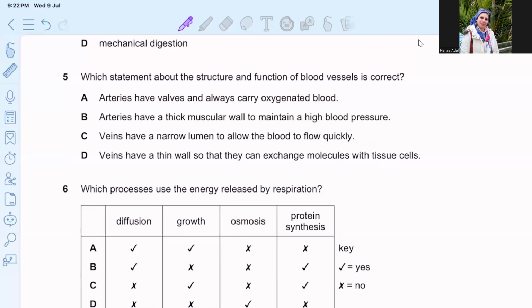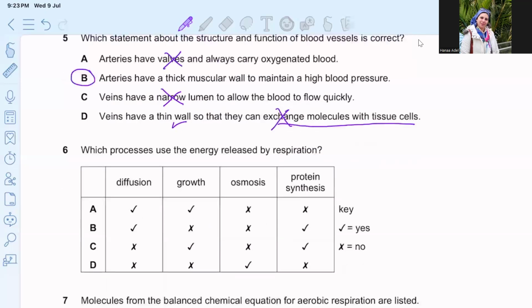Question 6. Which processes use the energy released by respiration? Diffusion, growth, osmosis, and protein synthesis. Diffusion does not need any energy because it belongs to the passive transport. Growth, yes, needs energy. Osmosis, exactly the same idea as diffusion, belongs to the passive transport. And the protein synthesis needs energy. So when we choose, we need it to be cross, tick, cross, and tick. So the correct answer is C.